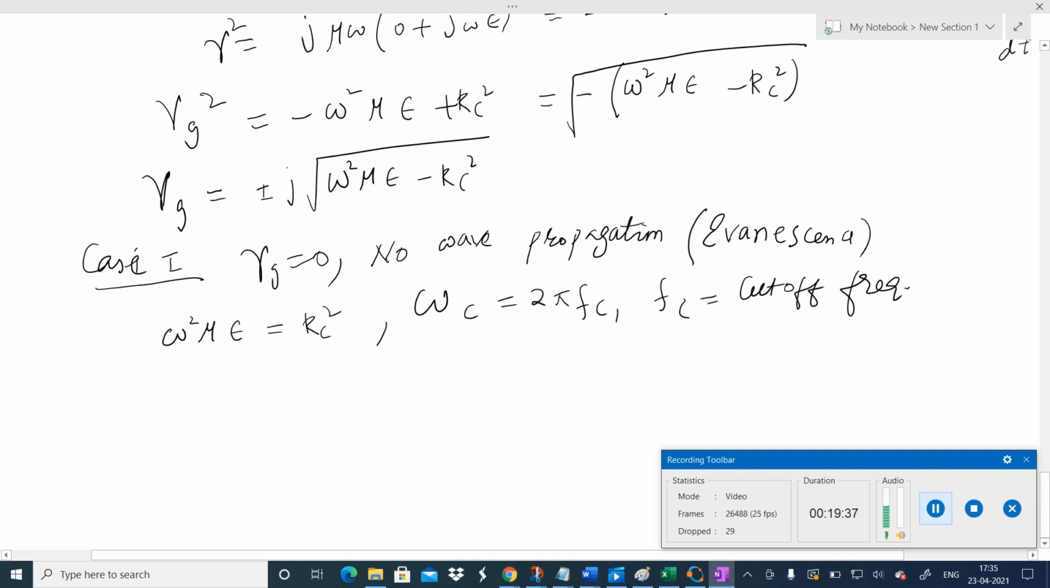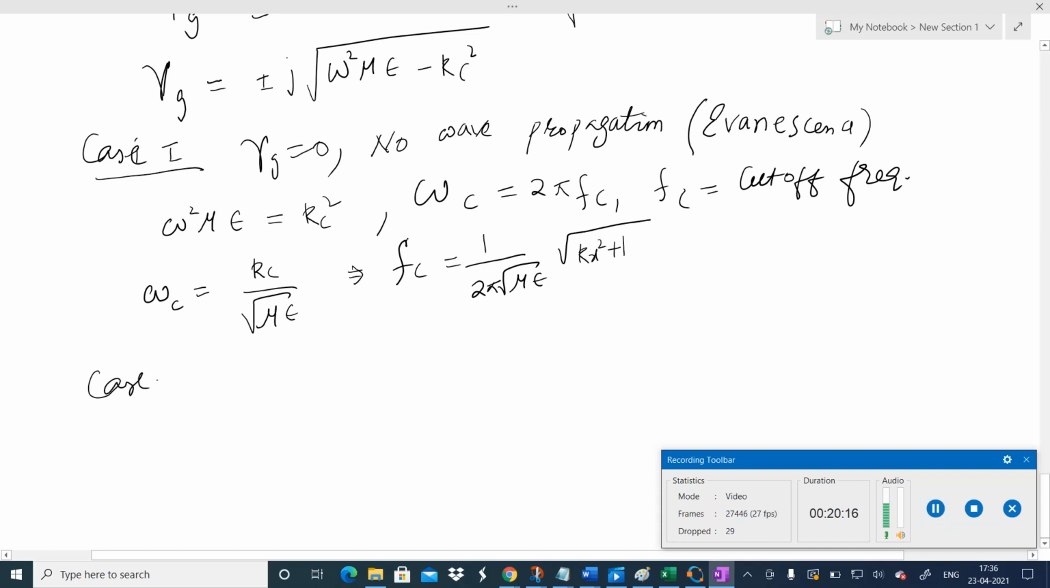Okay, because if your fc is equal to this, it will not be propagated, it should be greater than this. So we can write omega c as kc divided by under root of mu epsilon, or fc will be equal to 1 over 2 pi under root of mu epsilon, under root of kx square plus ky square. Okay, this is one case.